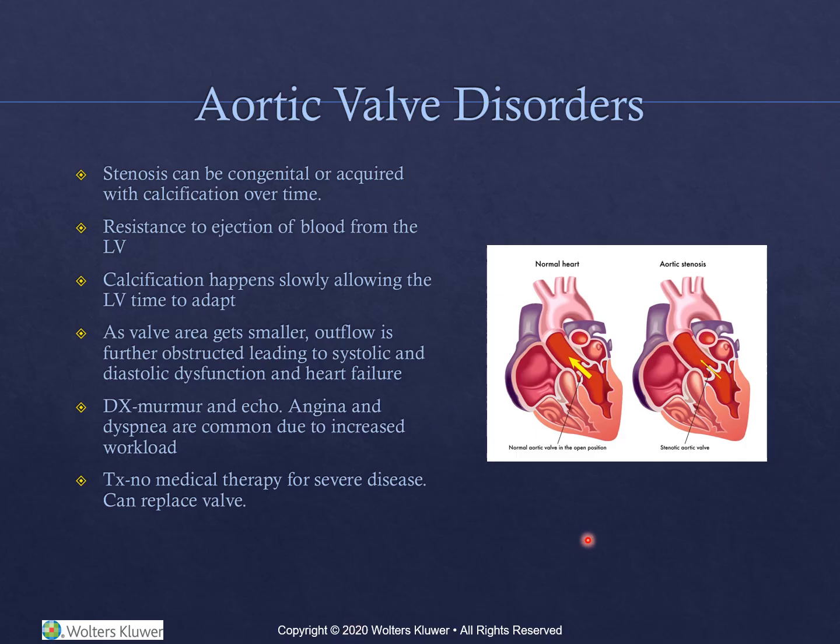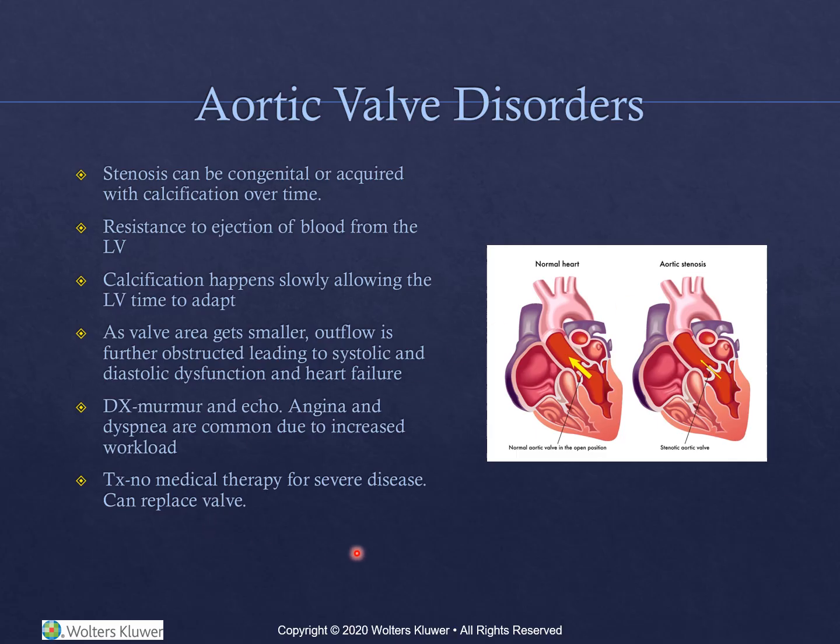Diagnosis is really by appreciating a murmur and then echocardiogram. We often see with aortic stenosis patients angina and dyspnea, because there is this real overall workload of the heart. So this is angina that's not necessarily associated with coronary artery disease. Again, it's just because the heart is working so much harder to eject that blood through that stenotic valve.